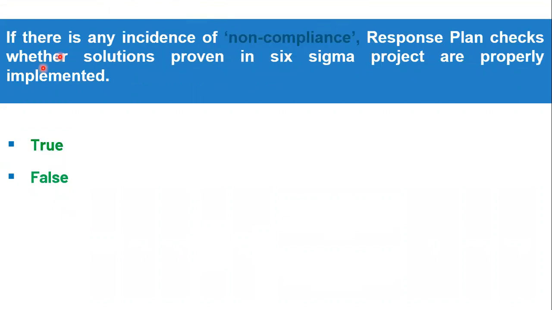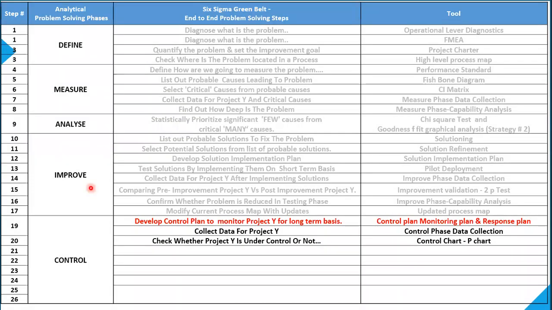If there is any incidence of non-compliance, the response plan checks whether solutions proven in the Six Sigma project are properly implemented by the ground level team. True or false? The answer is true, absolutely true. Let's go to next slide. Yes, so we are done with the quiz, and we are done with the very first step of the control phase, developing a control plan to monitor project Y on a long-term basis, with the help of monitoring plan and response plan, which is nothing but a control plan.